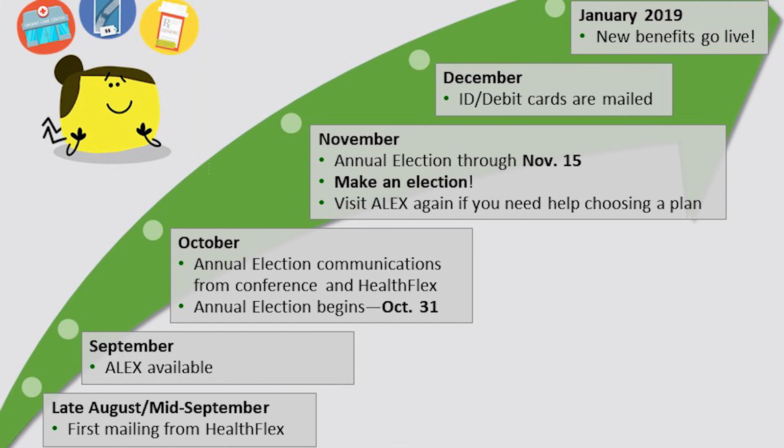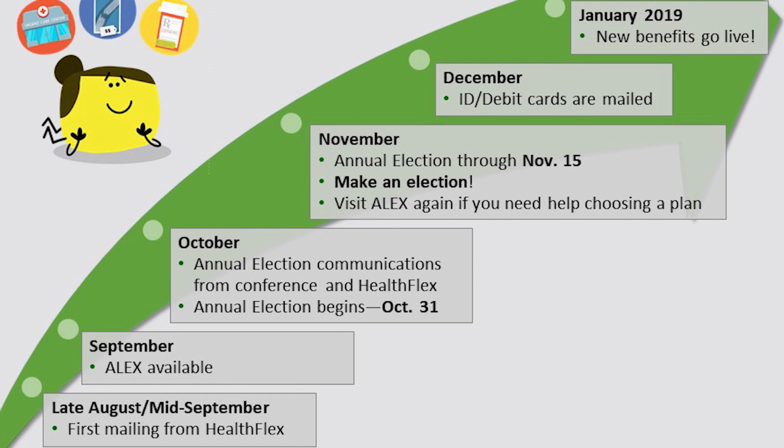A quick timeline of how everything's going to happen between now and January. You should have received a mailing from WestPath already about HealthFlex Exchange. We're in September, Alex is available, and now you've had a workshop. For October, you'll still get a few more communications from WestPath, probably a few reminders from me, but annual election begins October 31st and runs through November the 15th. In December, you can expect to get your debit cards. And then in January, your benefits are live.